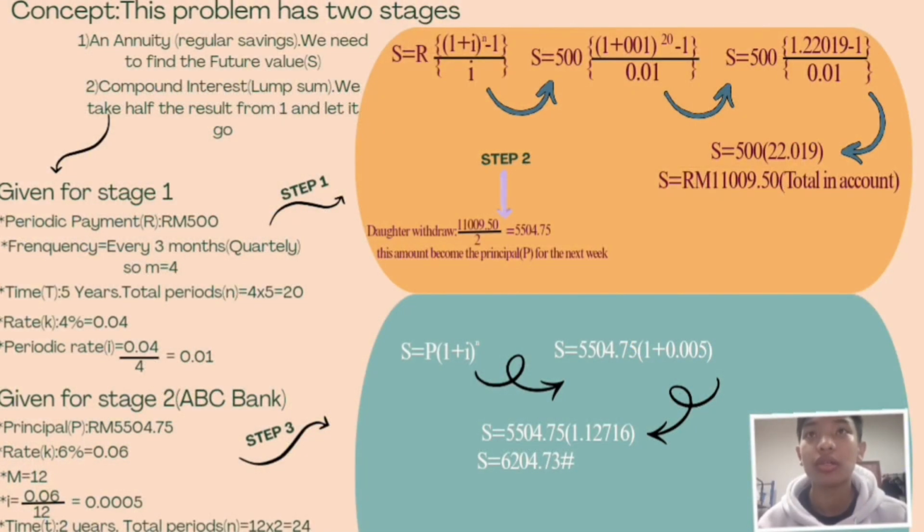First, Ahmad is making regular scheduled deposits. This is an annuity. Second, the money is withdrawn and invested as a single lump sum. This is standard compound interest. Step 1: future value of the annuity.